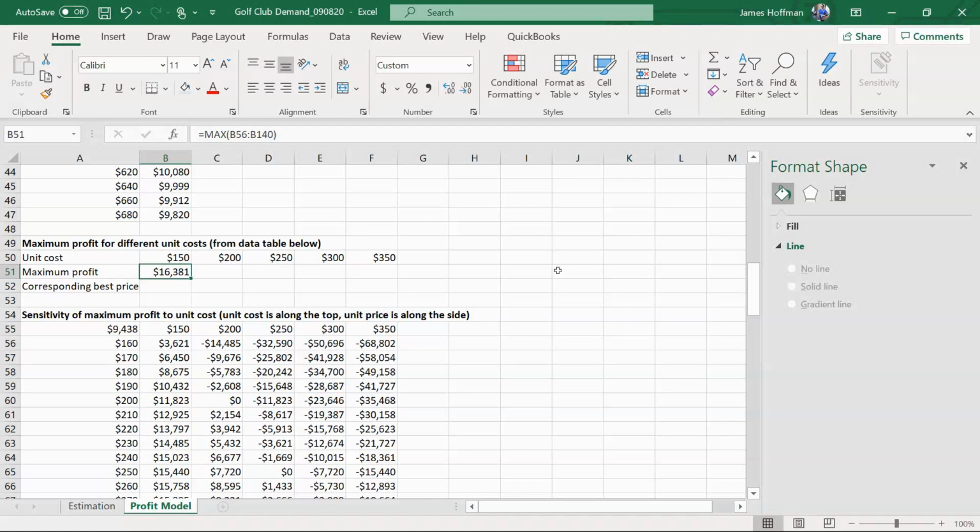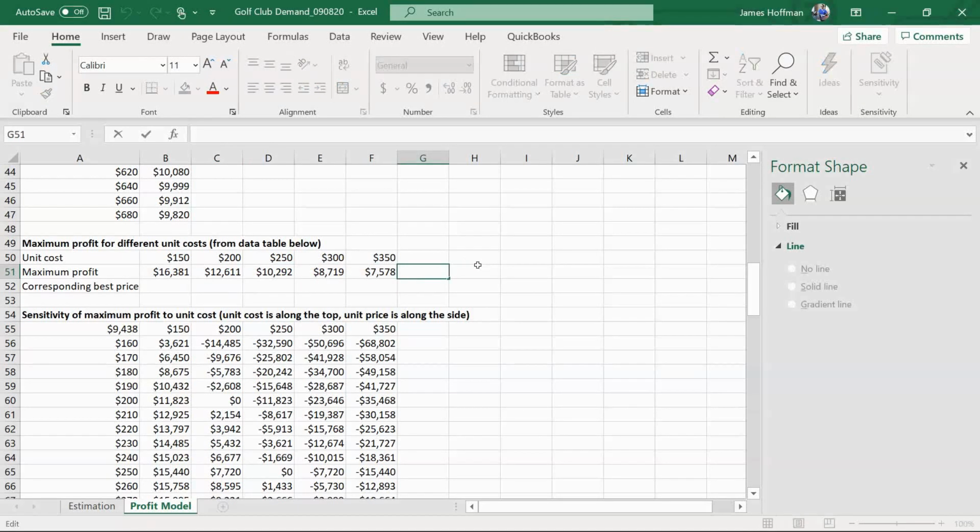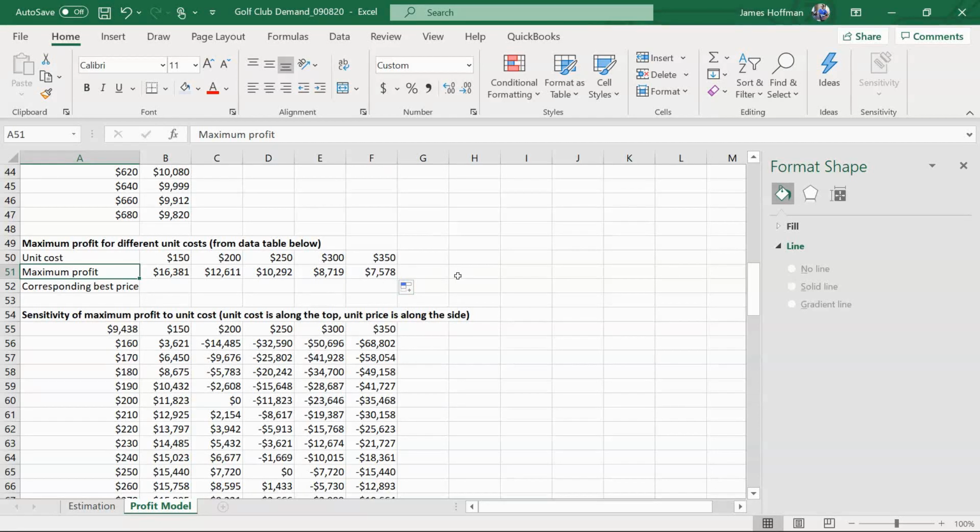Okay. And then what about the other options? All you have to do here is take that max formula and drag it over. Click on B51 and drag it over like this. Okay, and next to the max in this column, the max in this column, the max in this column, and the max in this one.